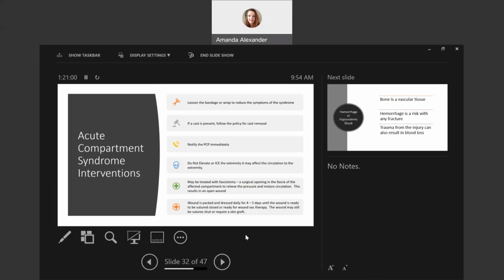If a patient has acute compartment syndrome, again, I'm going to repeat this, loosen the bandage or wrap. If a cast is present, you may need to remove it. You're going to notify the primary care provider immediately, as soon as possible, okay? You want to decrease the damage first and then notify the primary care provider.